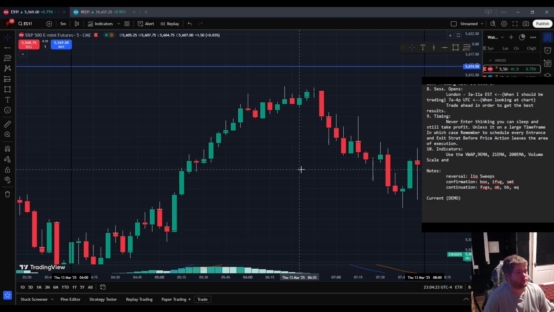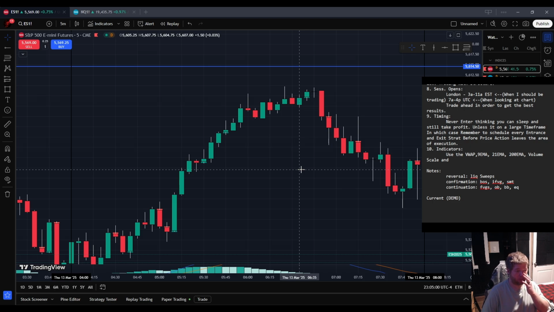Breaker blocks are the move up or down prior to the break of structure to the upside or downside in a trend shift. So breaker blocks are the move up or move down prior to the break of structure to the upside or downside in a trend shift. It's literally the same definition as an order block, except it's the opposite, I guess, if that makes sense. Not really, but stay with me.